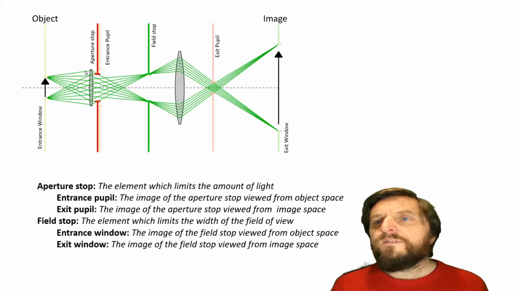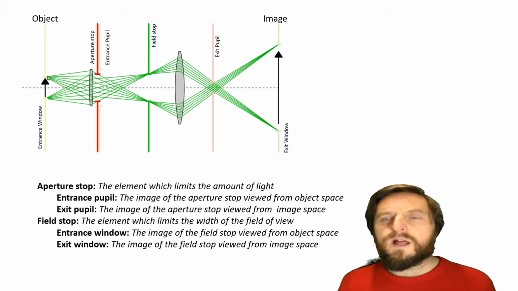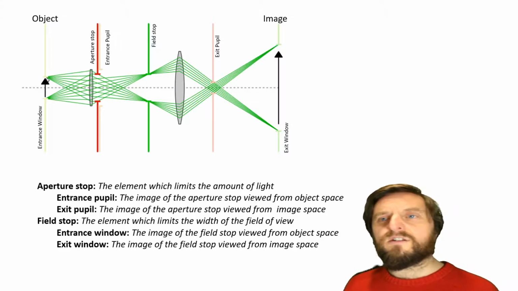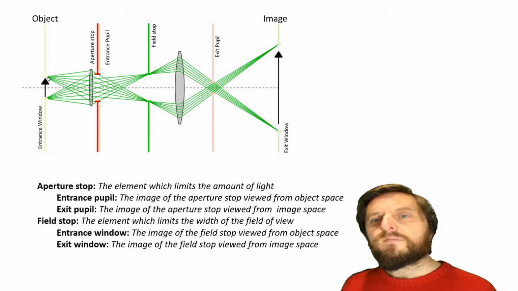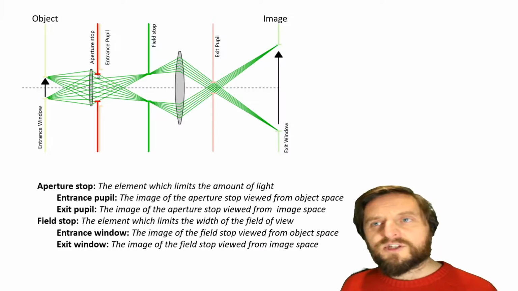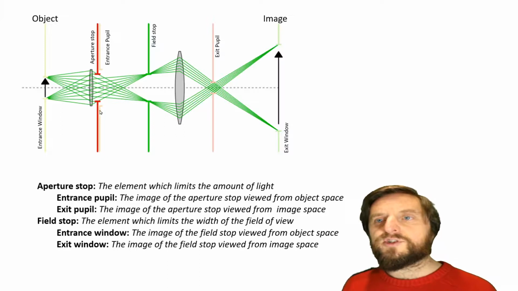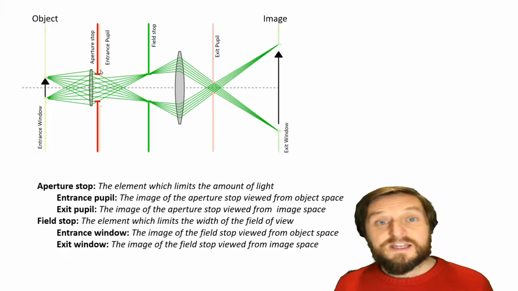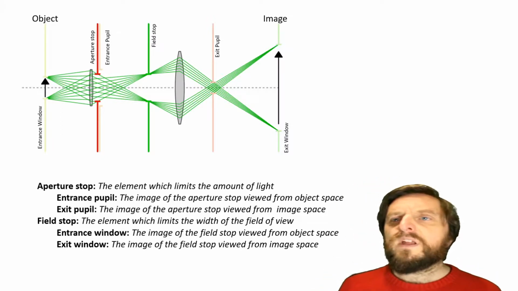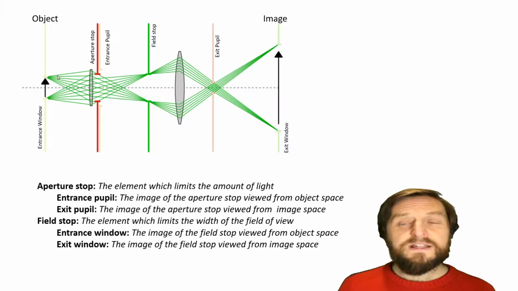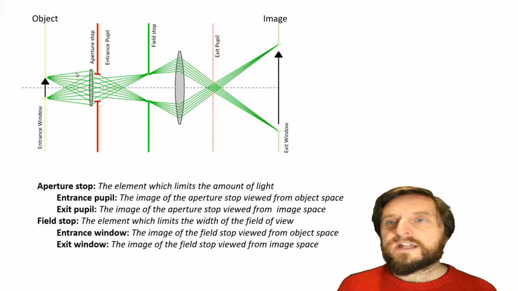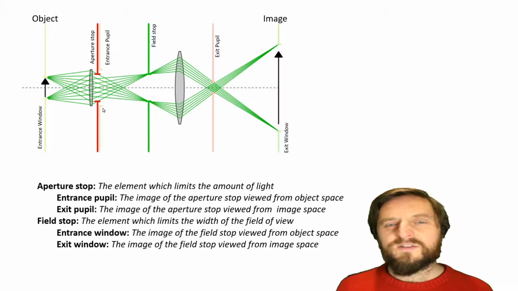So if you look at this system, this is the full system going from front to back. Points of light start here on the object plane at the edge of the entrance window. They come through the lens. How much gets through is limited by the real aperture stop here, and behind it is its image, which is the entrance pupil. So if you look at the cone of light going into the system and trace that along, you can see that it is angled to go through the edge of the entrance pupil, and the other one down here through the edge of the entrance pupil.